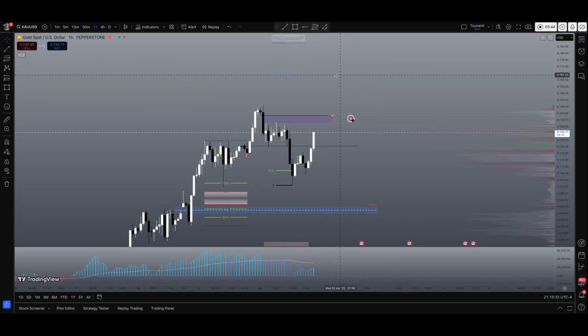And so as we see, our nearest deviation is right here, 3168. So it should be no issue once we close over top of this and this right here, really. Once we close over top of this, this should be the next target above. When we're deviation hunting, this is going to be the easiest.